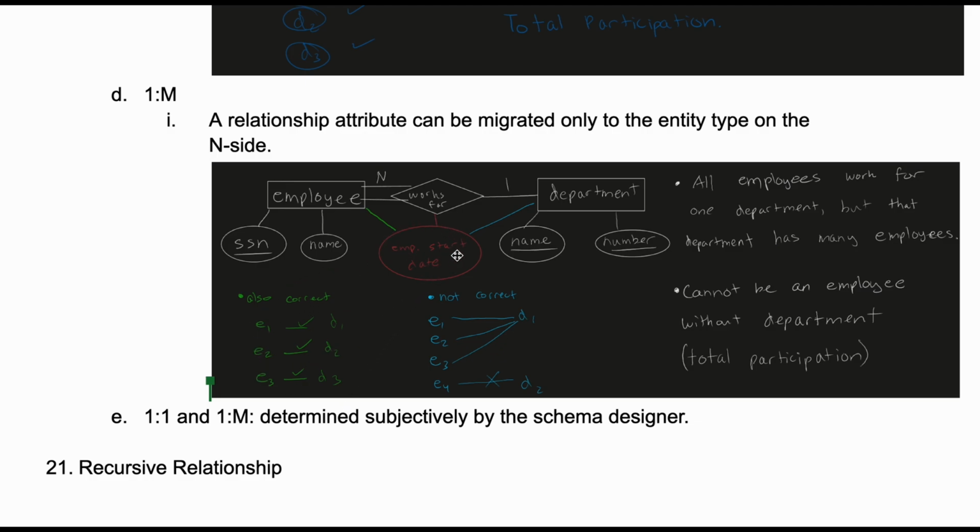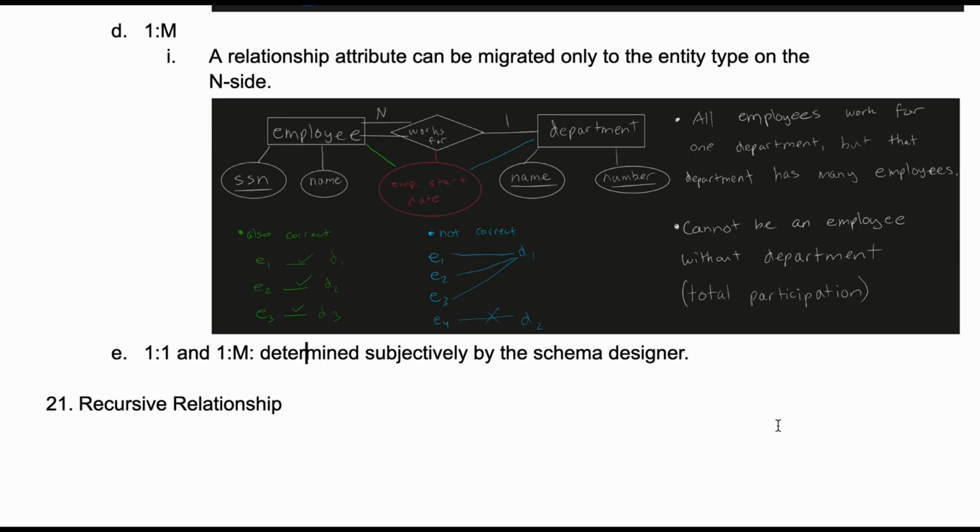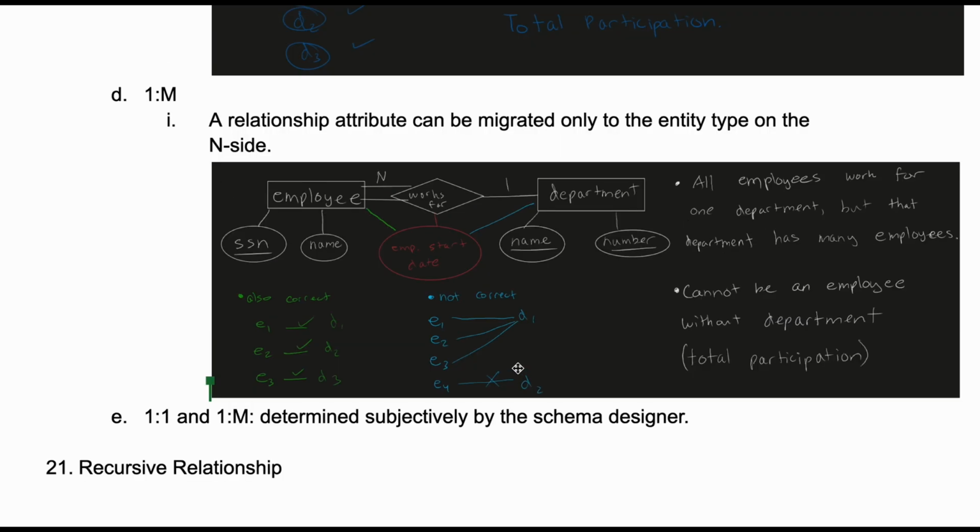However, if we link this to our department entity, we're going to have a problem, because it'll only have the start date for the specific department. If we look at the blue, what's not correct is that we have E1 through E3 all working at, let's say, Department 1, but E4 working at a different department wouldn't be tracked right here. So we just want to make sure that we link our employee start date to either the total participation entity or, more typically, the relationship.